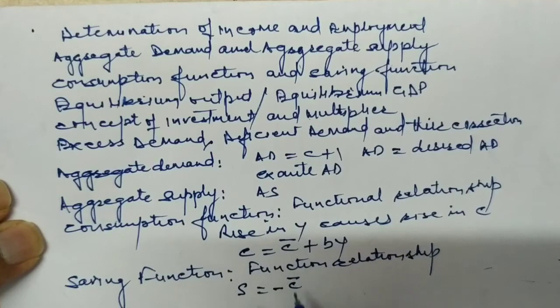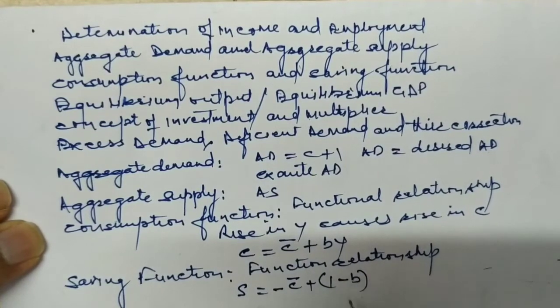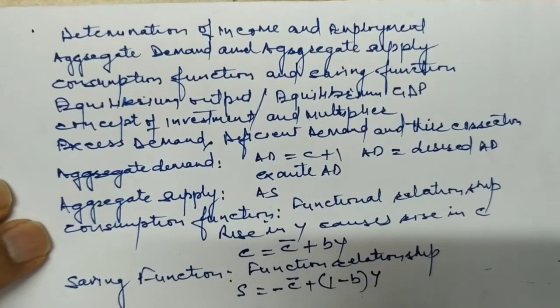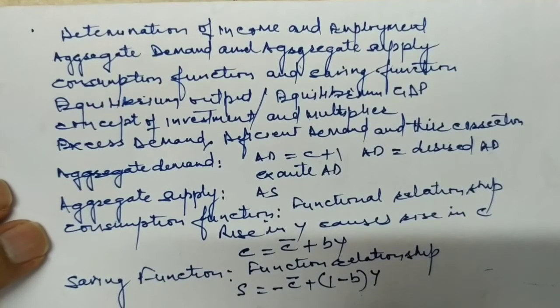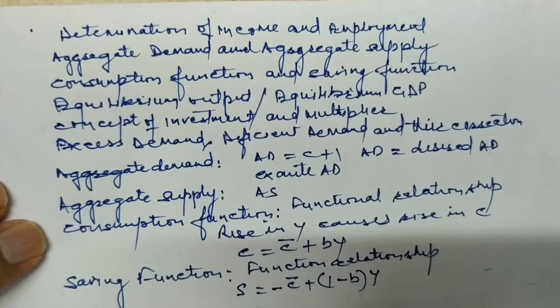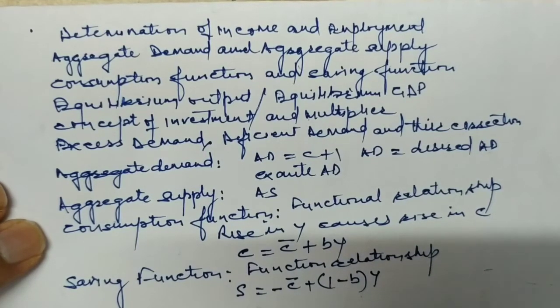Thus, S is equal to minus C bar plus (1 minus b) into Y. Here minus C bar stands for constant saving, that is, S when Y is equal to 0. 1 minus b is the rate at which S increases when there is a rise in Y. It is called MPS.